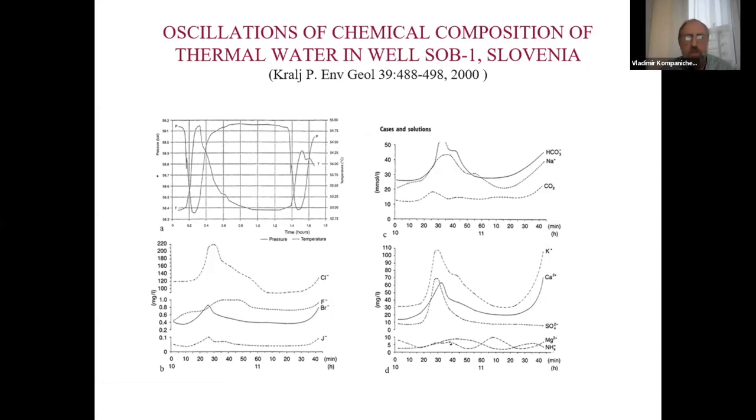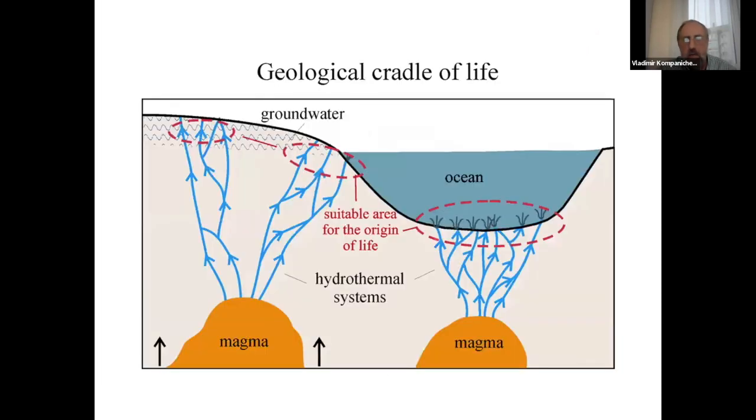So hydrothermal systems conditions are very changeable, and they are able to influence prebiotic microsystems and stimulate their possible evolution to life. So the most suitable area for the origin of life seems to be hydrothermal systems and their discharges on the bottom of ocean or on continents.